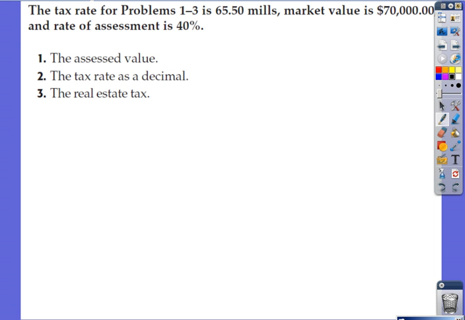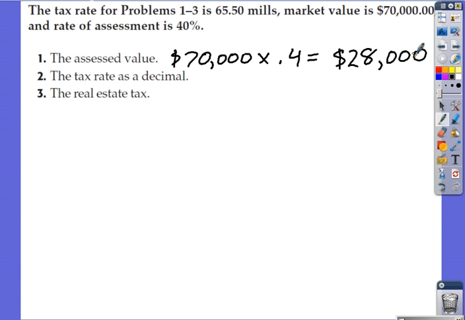Okay, let's go ahead and work this. All right, number 1, we need to find the assessed value. Market value of the home is $70,000. The assessment rate is 40%. 70,000 times 0.4, $28,000. Okay? That was number 1.